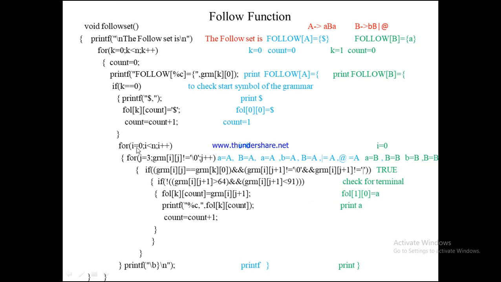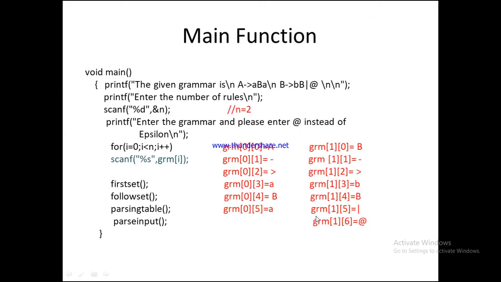Initially i is 0, j is equal to 3, and I am checking grm[0][3]. What is grm[0][3]? It is a small letter a. All of you know that, no? grm[0][3], what is it? Small a we are having.